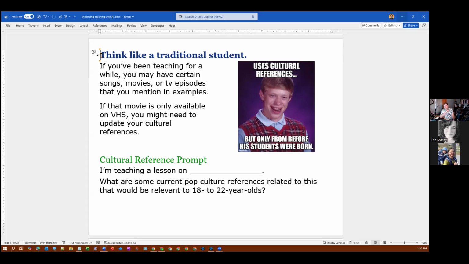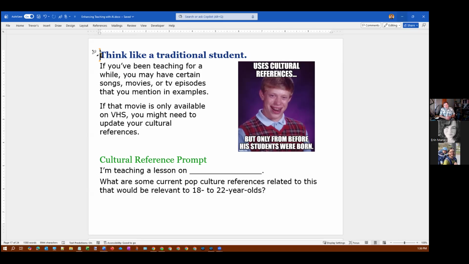And this student jumped to my defense and said, oh my goodness, he is so hilarious. He's talking about different movies. And she gave an example, and the student said, well, who's that? So you can use AI to get up to date on your cultural references.